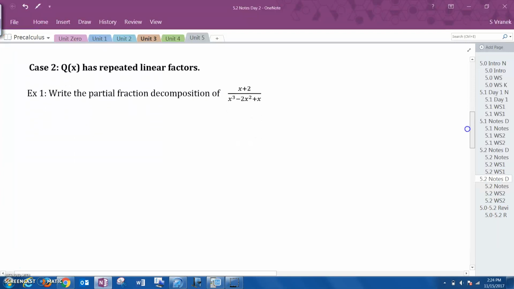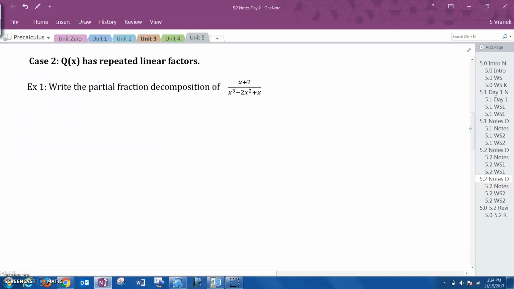Alright, so we're going to skip that one and go down to case 2, where you have repeated linear factors. So the first thing you have to do is factor the denominator. So that's what I'm going to do first. X plus 2 over, I have to factor an x out. I get x squared minus 2x plus 1. And that factors even more into x plus 2 over x, and then you get an x minus 1 quantity squared.